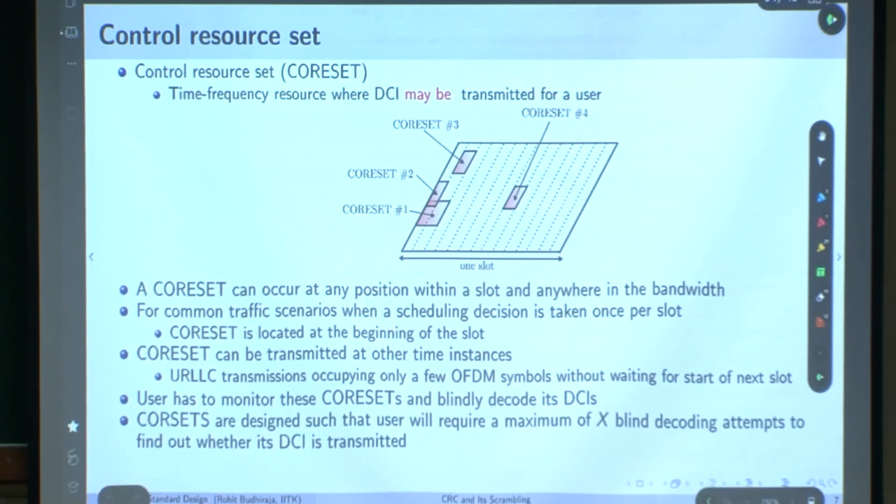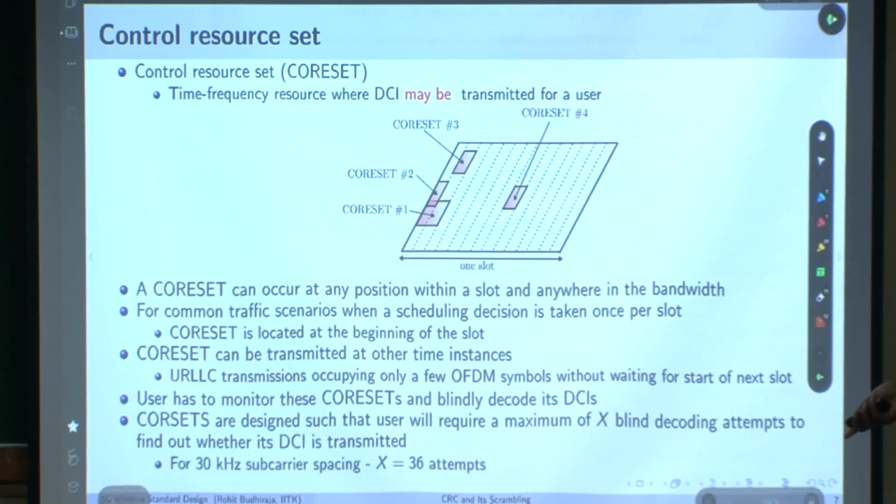Now the CORESETs are designed such that the user will require a maximum of X blind decoding attempts to find out whether its DCI is transmitted or not. That's how these CORESETs are designed. Within this maximum number of attempts, the UE should be able to figure out whether its DCI is there or not. If it's not there, it will raise its hand after making these maximum attempts.